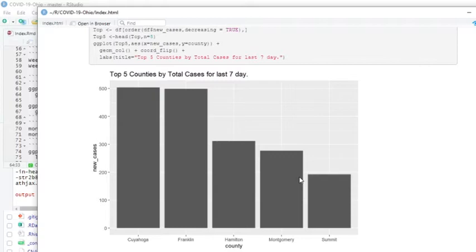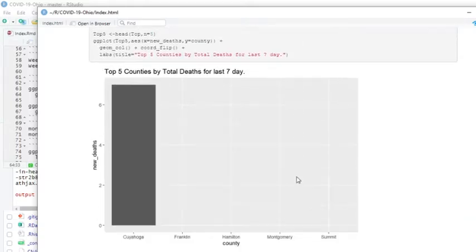Now this is the 5 counties with the most cases during the last 7 days. No surprise, Cuyahoga, Franklin, Hamilton, Montgomery, and Summit County. But yet during the last 7 days, apparently only one county, Cuyahoga, had deaths, and they had something like 7 deaths in the last 7 days.